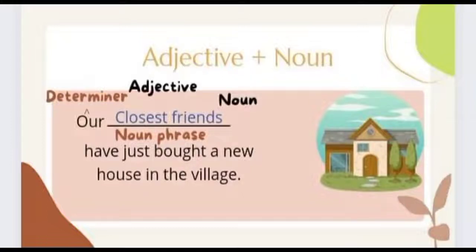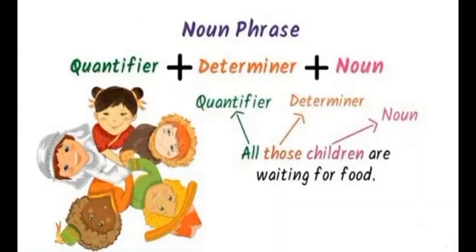A noun phrase can also be an adjective plus a noun. Our closest friends have just bought a new house in the village. In this sentence, closest is an adjective, friends is a noun, while our is a determiner. Together, they serve as a noun phrase. It also functions with new as an adjective and house as a noun. Together, they form a noun phrase.